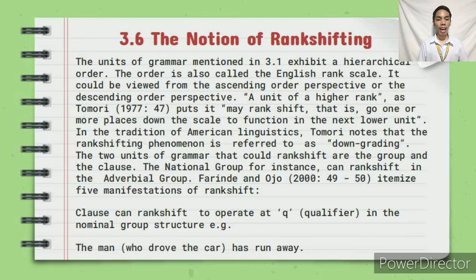Okay? We can see that originally the clause who drove the car here becomes a qualifier. Okay? A qualifier in this sample sentence. So it becomes a qualifier in the nominal group, the man who drove the car.